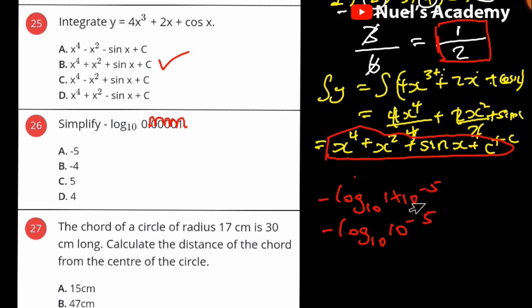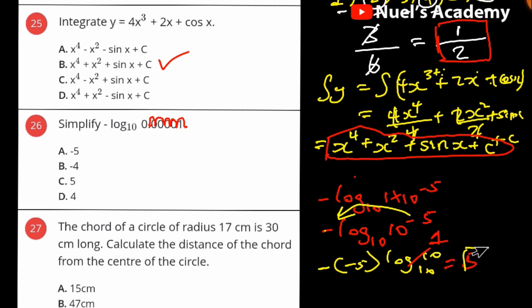negative 5. Alright. So by the law of indices, you can take this negative 5 in front of this logarithm. When we do that, we still retain this negative sign here. Then in bracket we have this negative 5. Then we have log 10 base 10. And when you have log of any number to its own base, it is equal to 1. Alright. So minus times minus 5 is equal to plus 5. Then 5 times 1 is equal to 5. So I have that 5 is the correct answer to this question, which is option C.